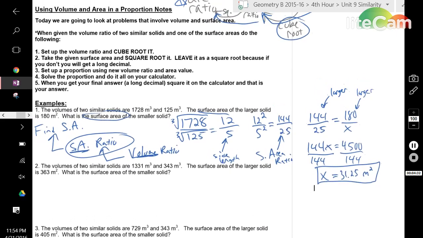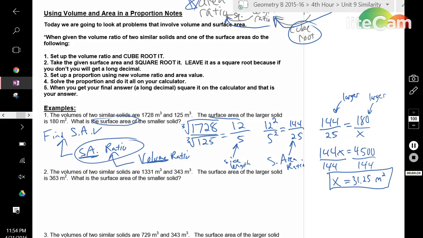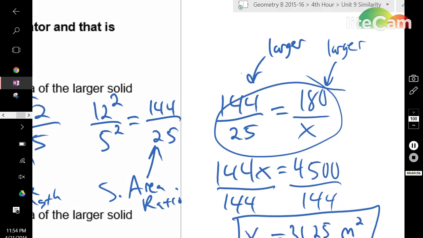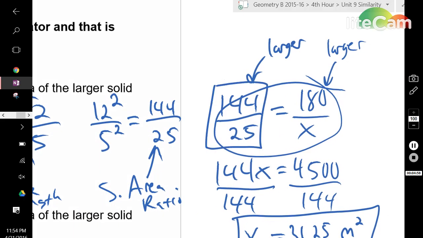So to recap, they asked you for surface area. In order to find surface area, you need a surface area ratio. Currently we don't have one of those. We didn't have one in the beginning. So we took that volume ratio, turned it into a side length ratio, then turned that ratio into an area ratio. And once you have that area ratio, you can set up your area proportion. Don't make the mistake of using the volume proportion instead of this one here. You can't set up a volume ratio with an area ratio. The two ratios have to be the same type of ratio.